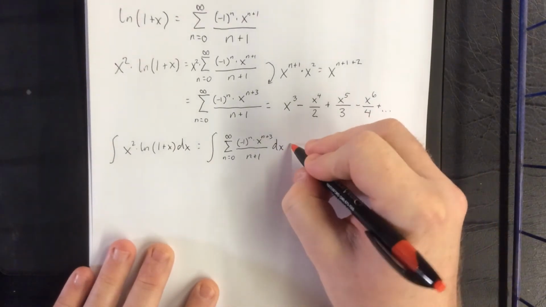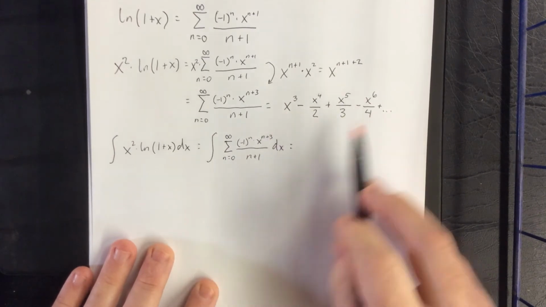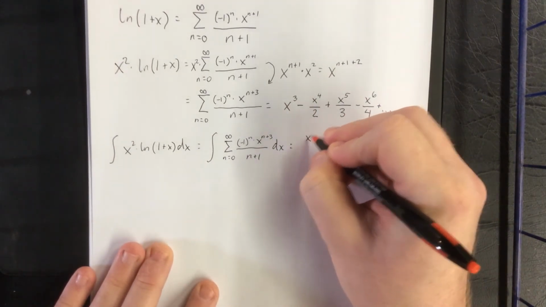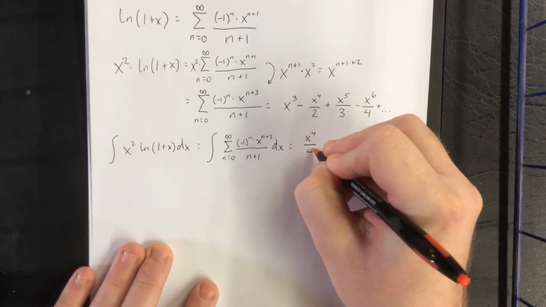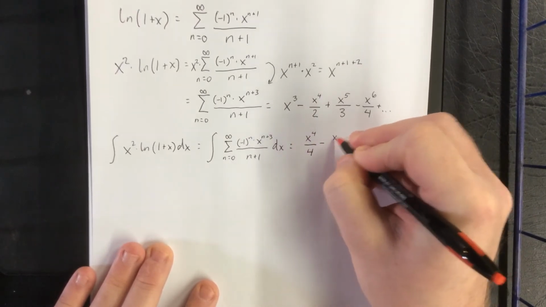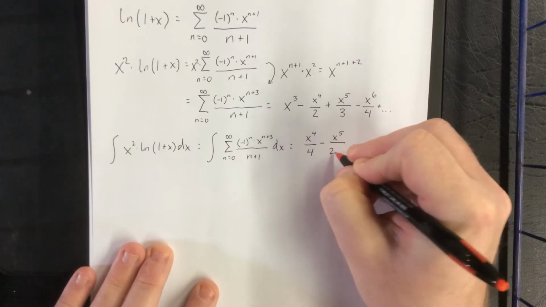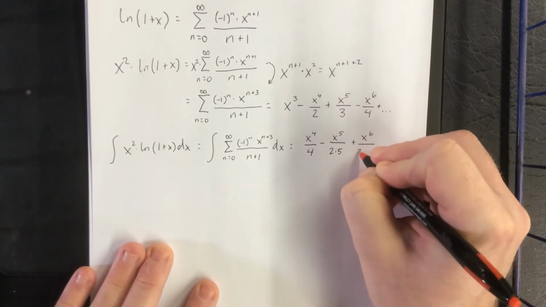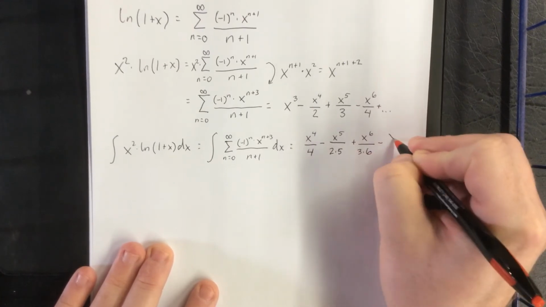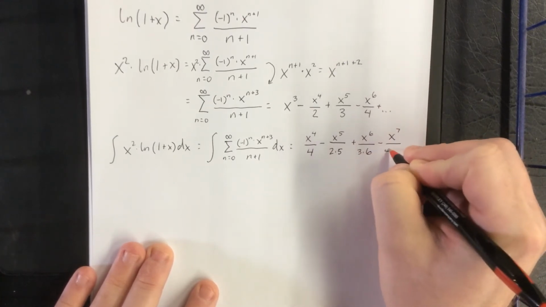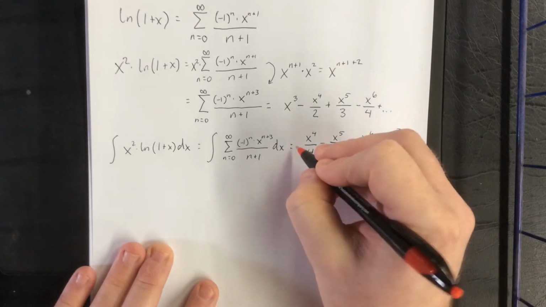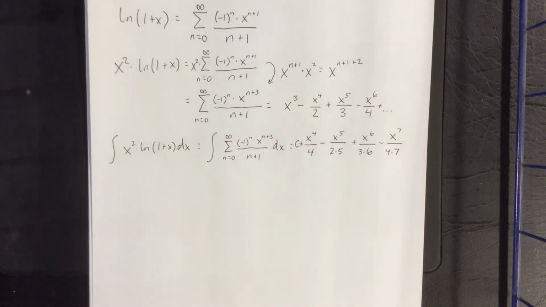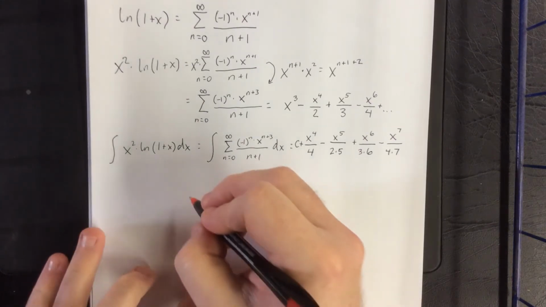So again, we'll do this two different ways. We'll integrate up here, and we'll integrate the power series representation. X cubed will become x to the 4th over 4 minus, we get an x to the 5th over 2 times 5, x to the 6th over 3 times 6, and x to the 7th over 4 times 7. And of course, we get that second constant of integration in here. I'm going to reuse that c.